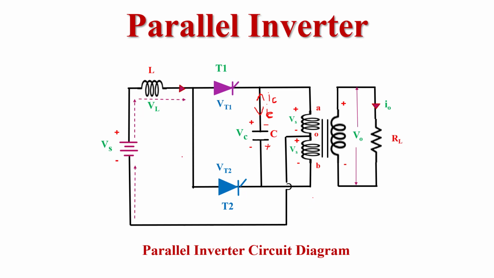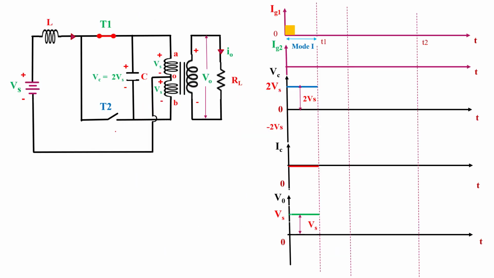Now I will explain to you the working of this inverter circuit, and simultaneously we draw the waveform also. So this is the circuit diagram of the parallel inverter which I have already explained to you. Here we use two thyristors, T1 and T2, which are power semiconductor switching devices. Here we use a DC power supply at the input side of the inverter. Here we use an inductor in series with the DC power supply, so this will make a constant current source for the inverter circuit. Here we also use a transformer. This transformer is a center tapped transformer.